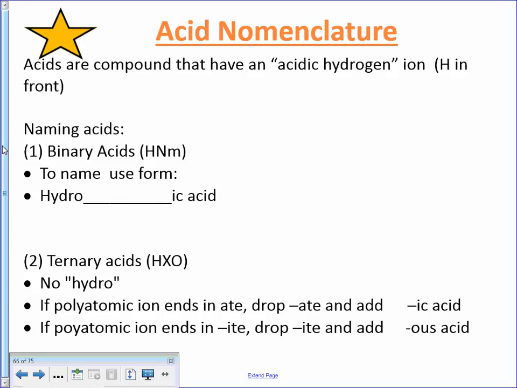Let's try another example. Gia, how would you change this formula to use Roman numerals if both elements have a charge of 2 plus or minus? Roman numerals always come in handy.